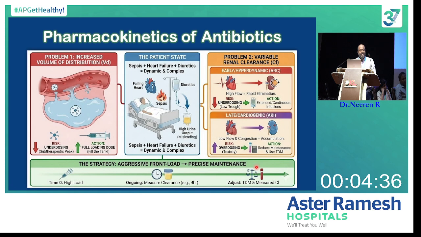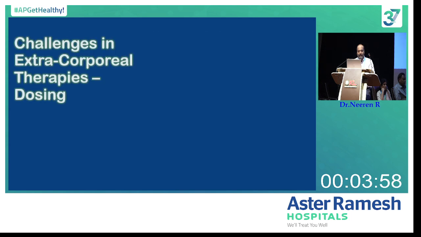On pharmacokinetics, while renal clearance is one part, with cardiac patients you also have increased volume of distribution. You have the problem of underdosing when you have this increased volume of distribution. While you have sepsis, heart failure and diuretics, it is difficult to determine the renal clearance, and the renal clearance also becomes very dynamic. So that is why you have the problem of underdosing, especially in the bolus doses, and maybe overdosing when it comes to maintenance doses. So it is very difficult to correctly identify the creatinine clearance and appropriately dose the antibiotics.